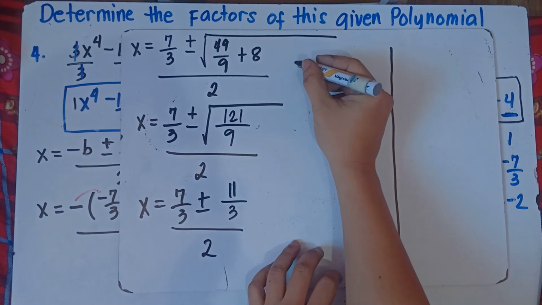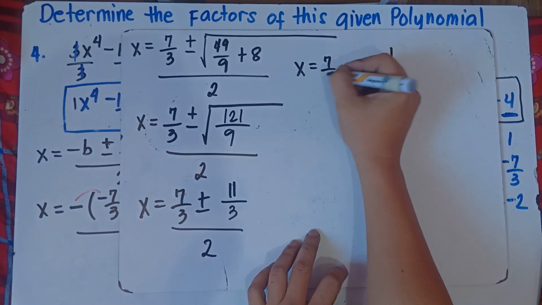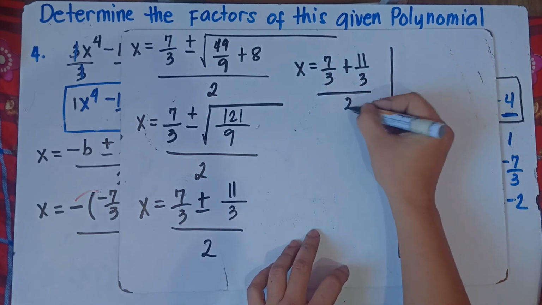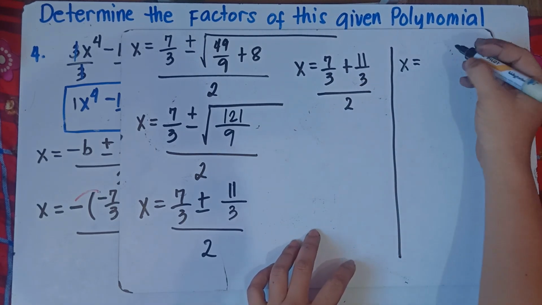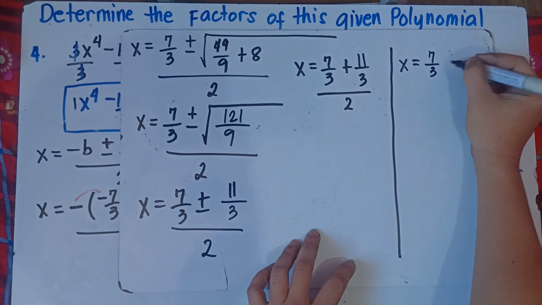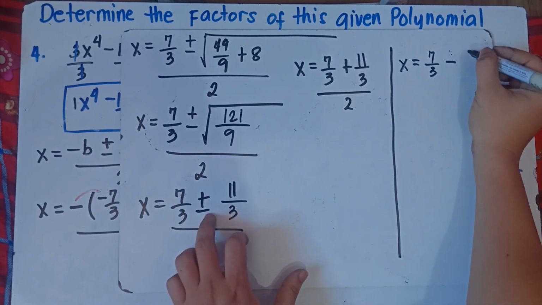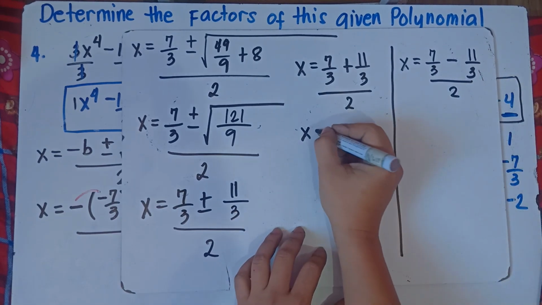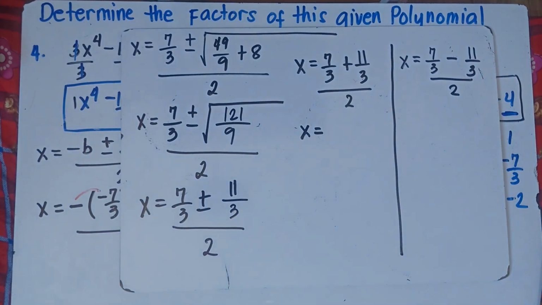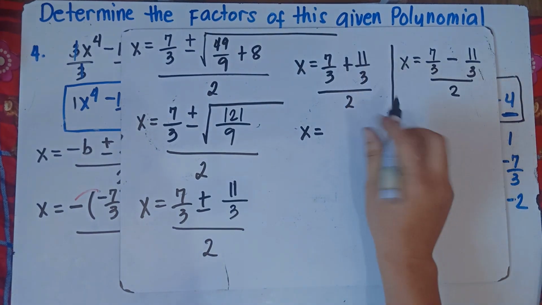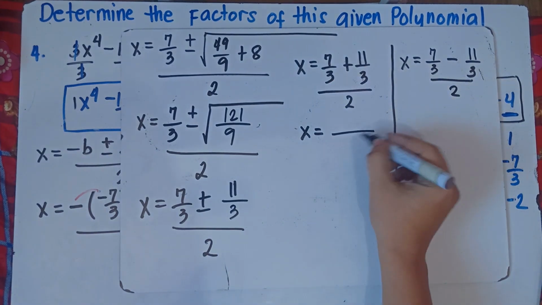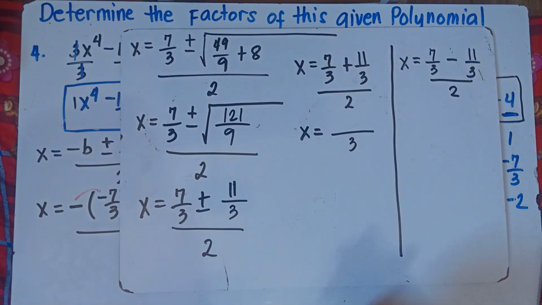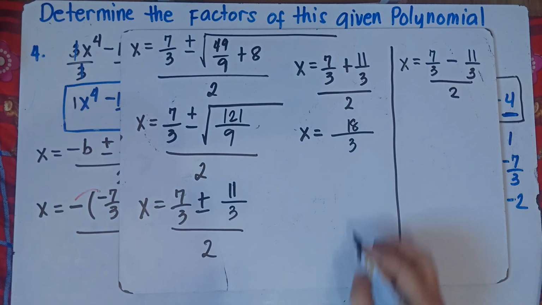So first answer, we have x equals 7 over 3 plus 11 over 3, divided by 2. And the second answer, x equals 7 over 3 minus 11 over 3, divided by 2. So let's simplify this one. x equals 7 over 3 plus 11 over 3. If they have the same denominator, copy the denominator, then 7 plus 11, that is 18 over 3, divided by 2.